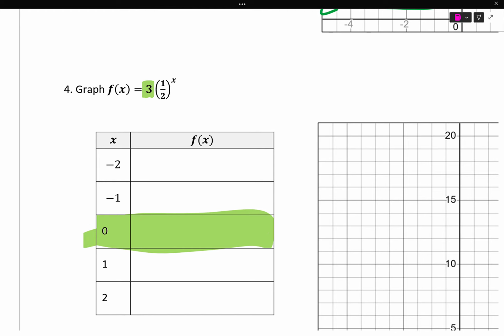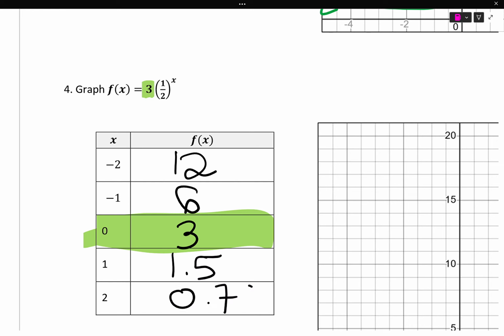When we plug in -2, we get 12. With -1, we get 6. With 0, we have 3. That same 3 that was in front of those parentheses. For 1, we get 1.5, and for 2, we get 0.75. I'm still only going to graph my whole numbers.